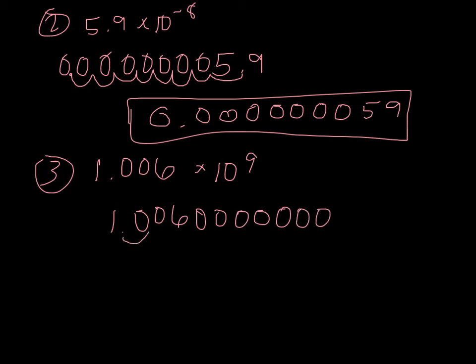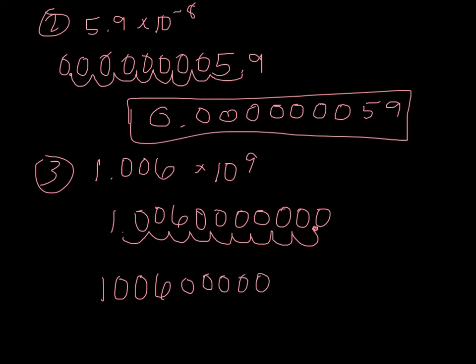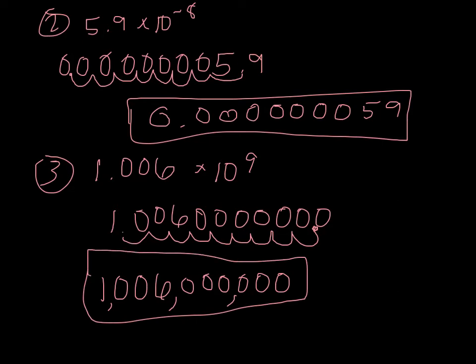Okay, 1, 2, 3, 4, 5, 6, 7, 8, 9 spots. Okay, so here's my answer. 1, 0, 0, 6, and 1, 2, 3, 4, 5, 6 zeros. Okay, so I'm going to put my commas in. 1,000,000,006,000,000 is what our answer would be. So here's my answer. I'm going to put a box around it. Again, this is your work, so you do need to show this so I can see what your work is.